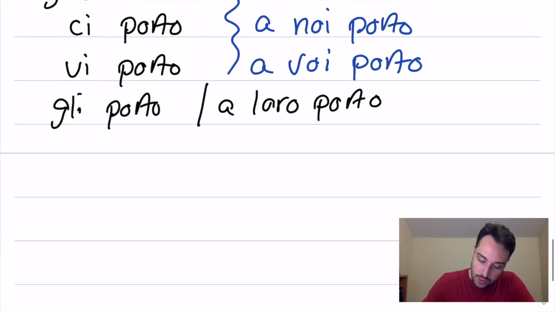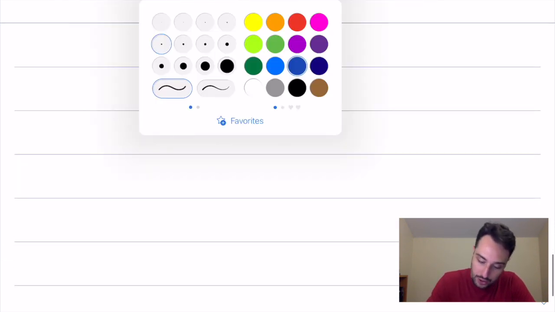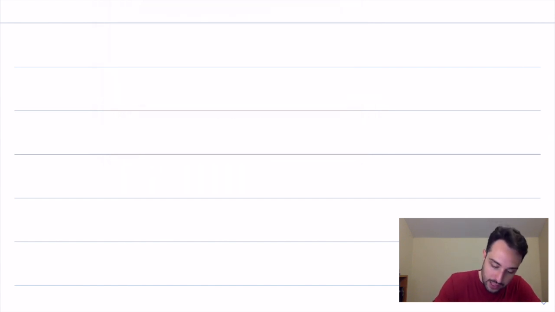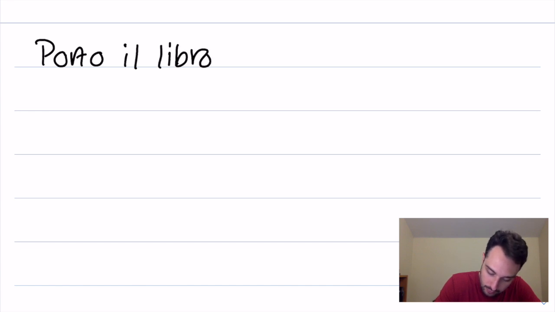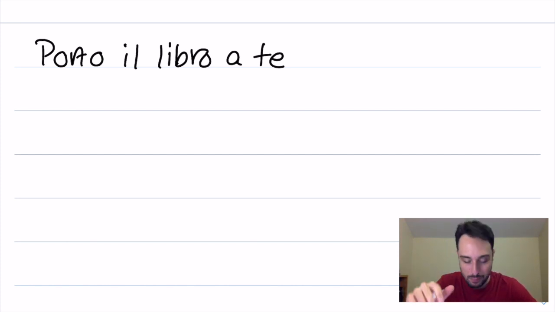So let's show you now how we use portare in some context here. So I'm going to say porto il libro a te. It's not perfect Italian to say a te like that, but we're going to do it for now. That is the indirect object of this sentence because it is what's receiving the direct object. So I bring what? I bring the book. And now the book is going to whom? It's going to you. So a te is what we're going to be replacing in this sentence because now we're just doing the indirect object pronouns, okay?